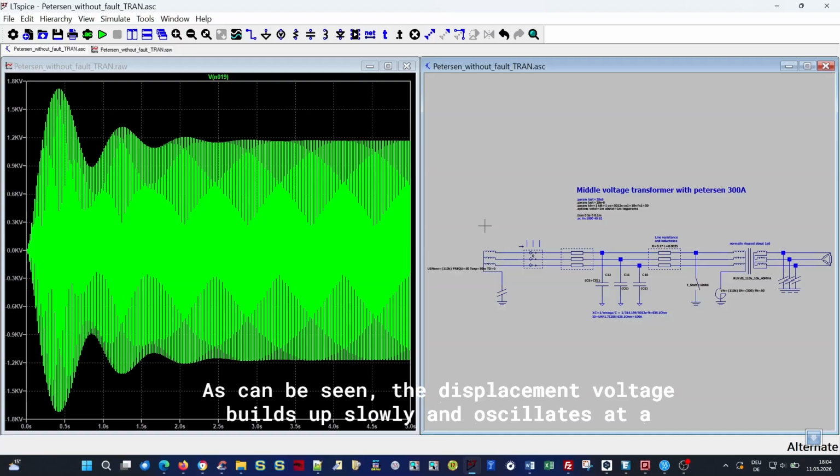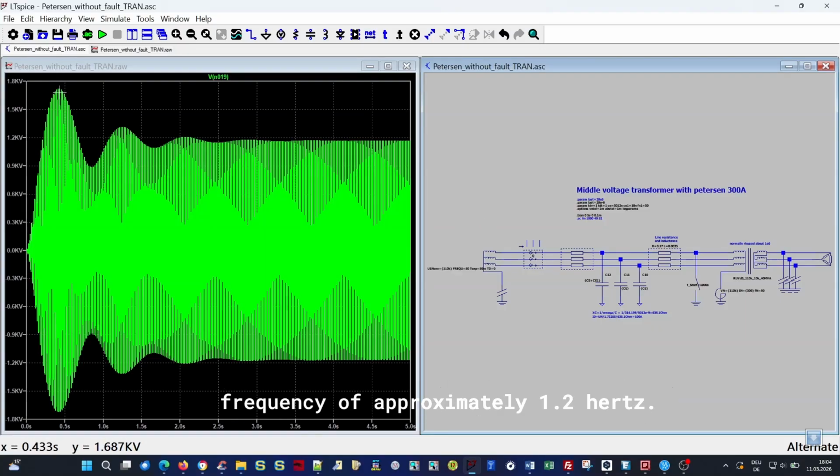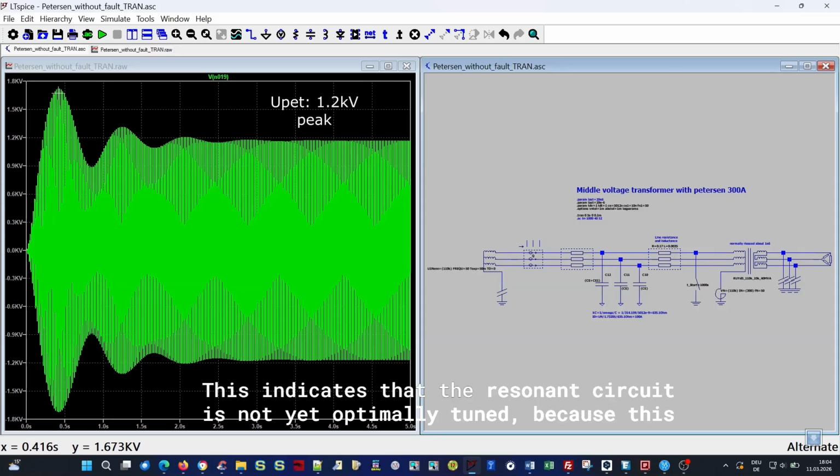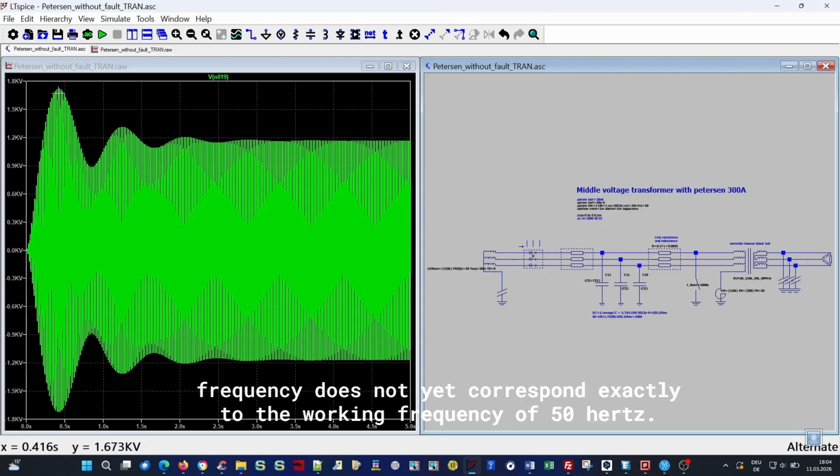As can be seen, the displacement voltage builds up slowly and oscillates at a frequency of approximately 1.2 Hz. This indicates that the resonant circuit is not yet optimally tuned because this frequency does not yet correspond exactly to the working frequency of 50 Hz.